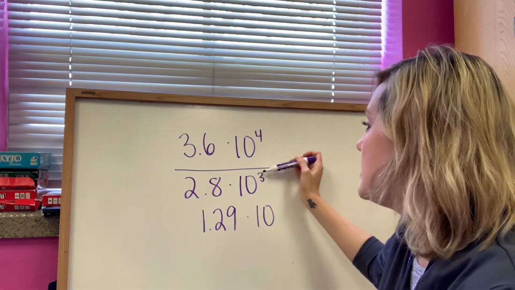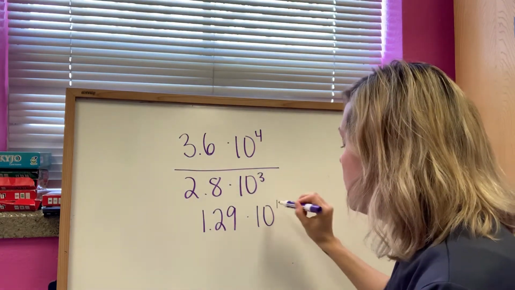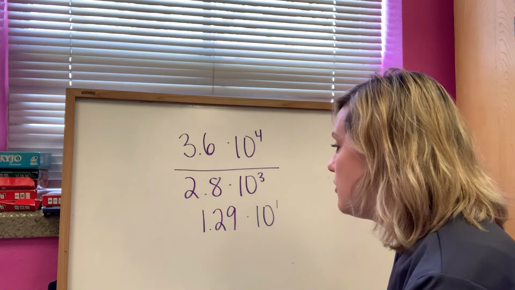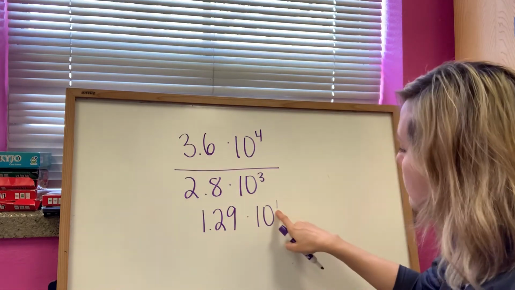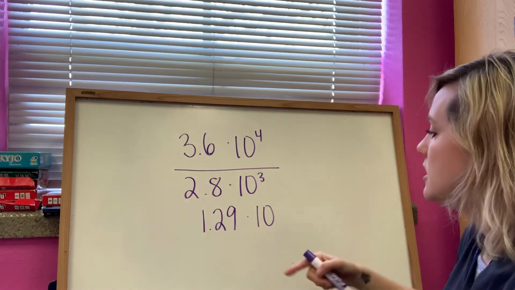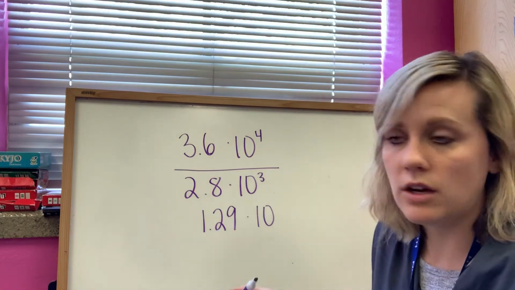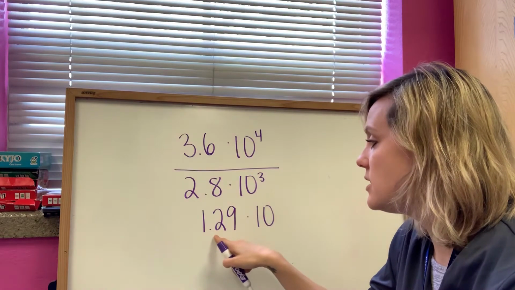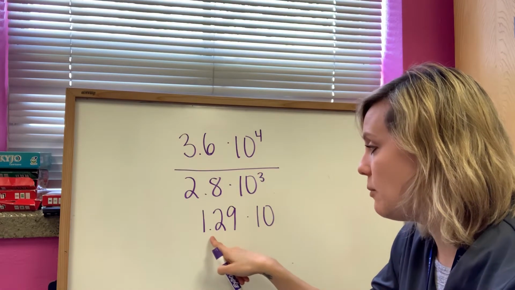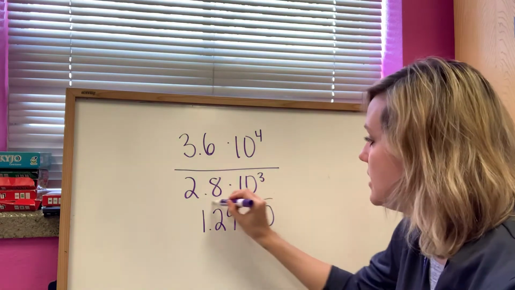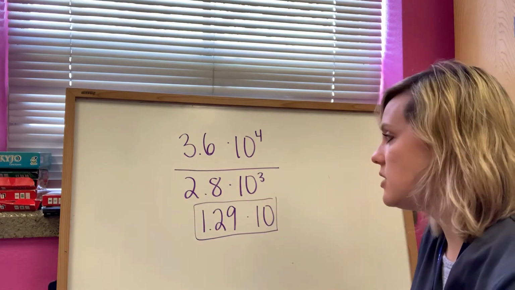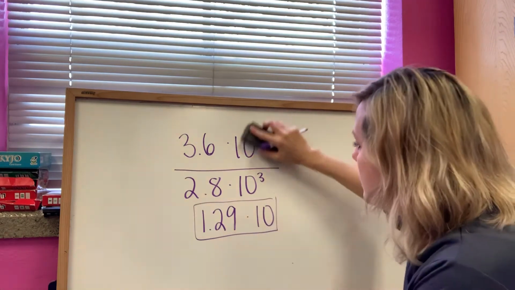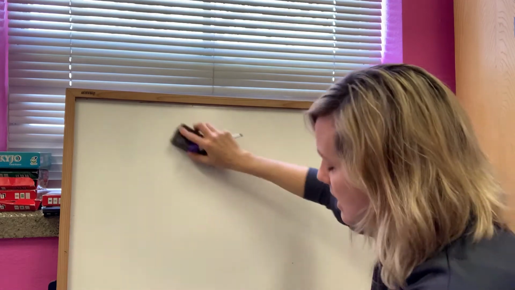So 4 minus 3 is 1. So we have 1.29 times 10 to the 1st power. Now I don't really have to write to the 1st power. I could just keep it 10. Just we know that that means 10 to the 1st power. And then I just want to double check that my first number is in between 1 and 9.9, and it is. So this is our answer. Okay, let's try some more dividing numbers in scientific notation.